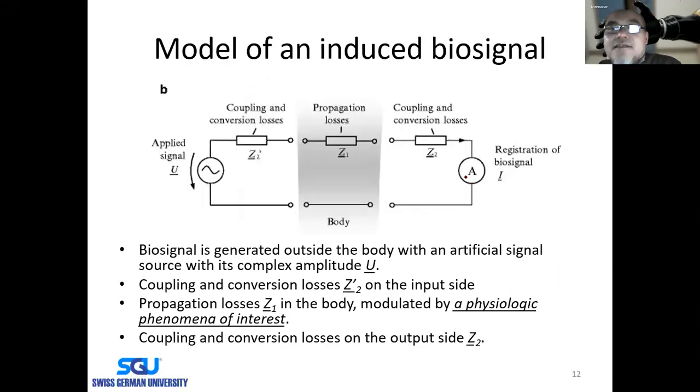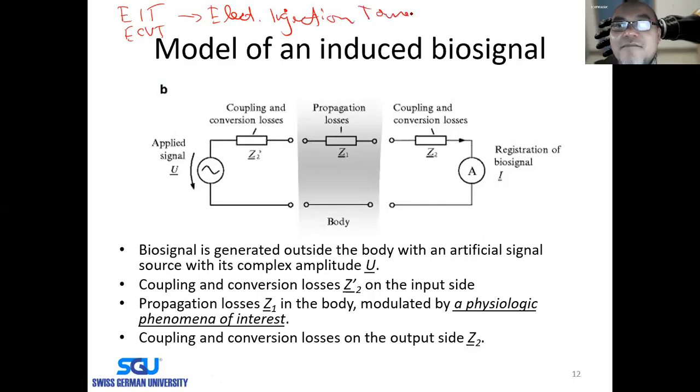A different model is like this. This is the case, for example, if you are doing EIT or ECVT. EIT is electrical injection tomography. What is it? Please Google it yourself. I will not explain it now. ECVT is electrical capacitance volume tomography, for example.